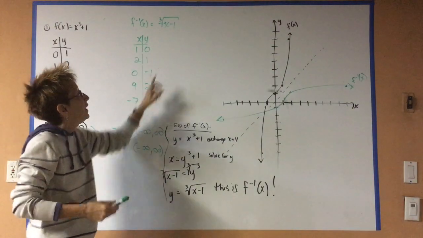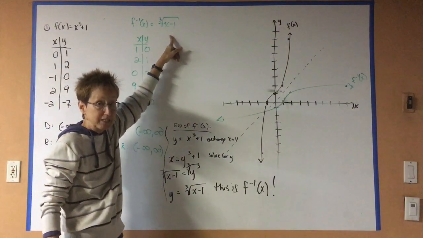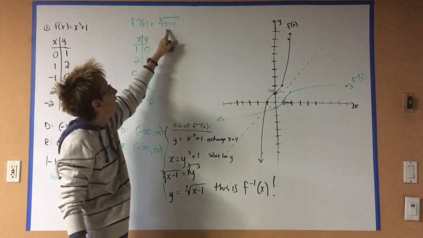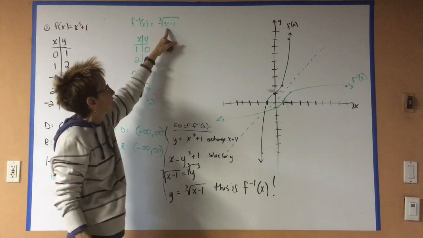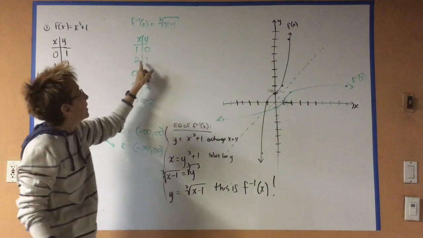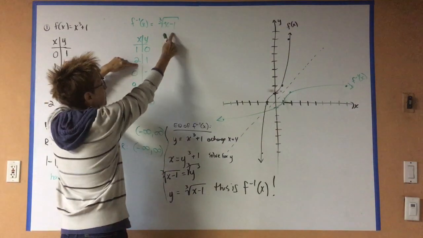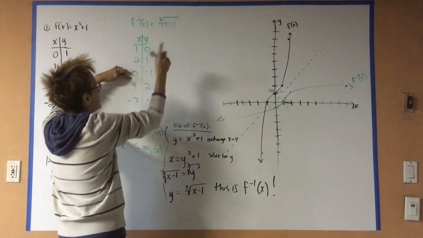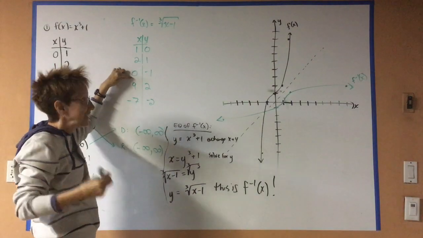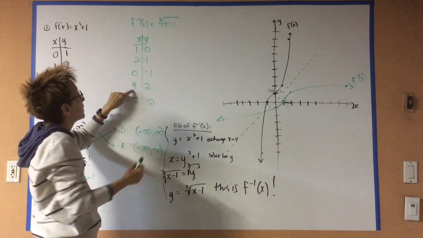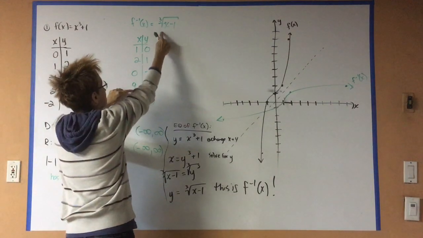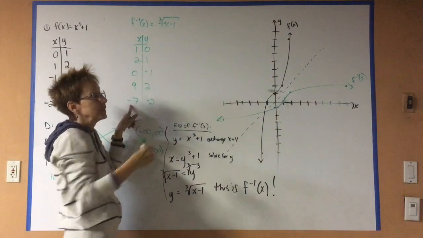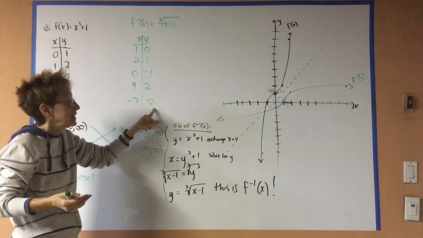See that t-table? It better fit the equation that you just came up with. In other words, when x is 1, you get 0 for y. If x is 1, 1 minus 1 is 0, cube root of 0 is 0. When x is 2, 2 minus 1 is 1, cube root of 1 is 1. When x is 0, 0 minus 1 is negative 1. The cube root of negative 1 is negative 1. When x is 9, 9 minus 1 is 8, cube root of 8 is 2. When x is negative 7, negative 7 minus 1 is negative 8. The cube root of negative 8 is negative 2.